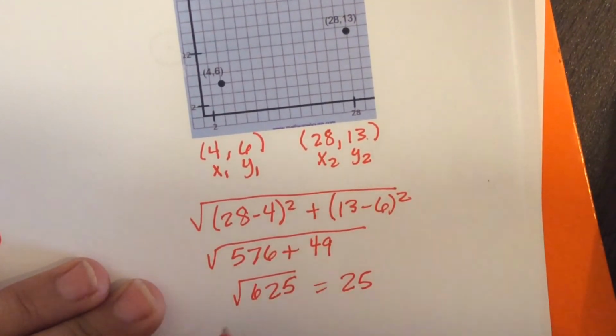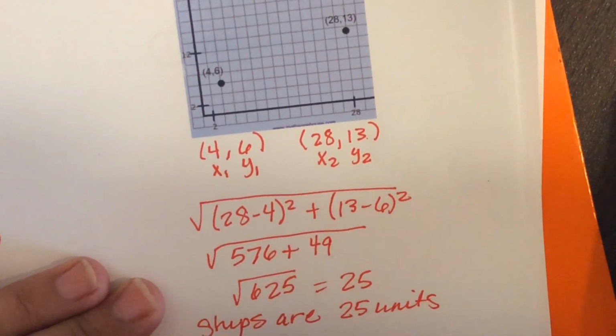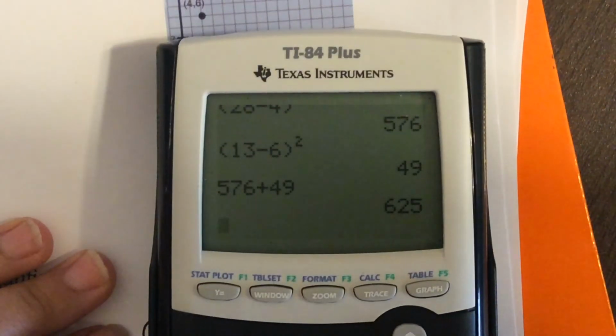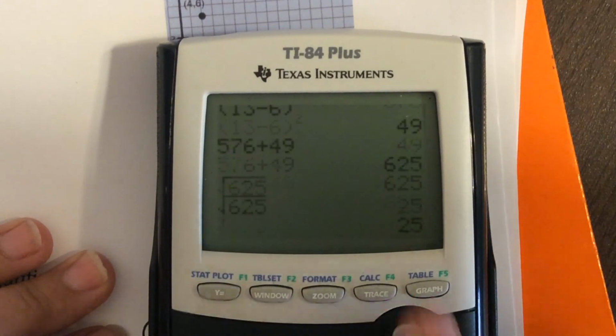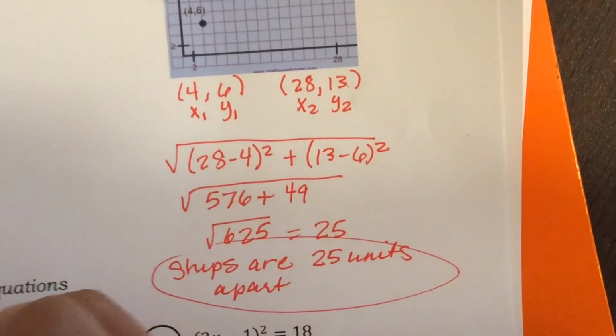So the ships are 25 units apart. And if you don't believe that 625, then you can go ahead and do that on the calculator. And see, 25. Okay, so these are your answers for that.